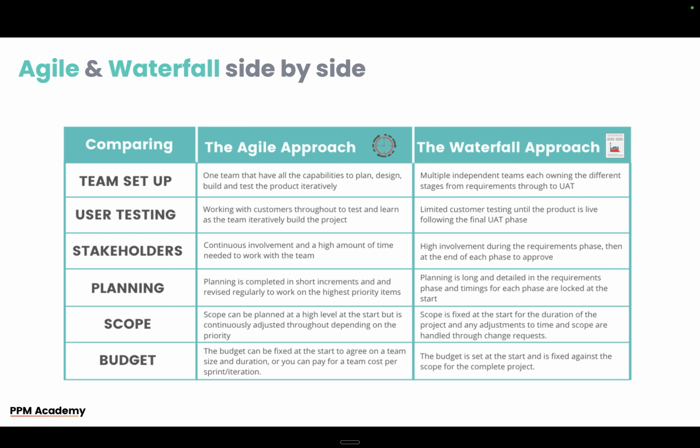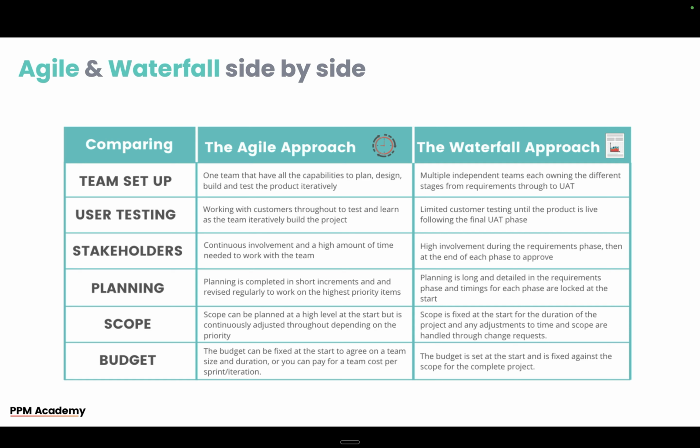Stakeholders, you can have continuous involvement, and I don't mean every single day, but a high amount of time is needed with them to work with the team. Versus the waterfall approach, much higher involvement during the requirements phase, and then they'll step back more and come and see how things are progressing at the end of each stage. Then from a planning perspective, planning on an agile approach is completed in short increments and revised regularly to work on the highest priority items. Versus waterfall, planning is long and detailed in the requirements phase, but then you're just following the plan after that. So there's less change in theory.